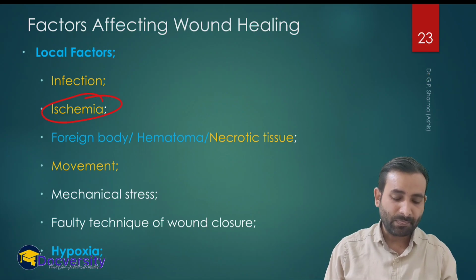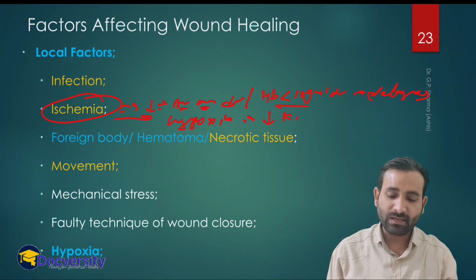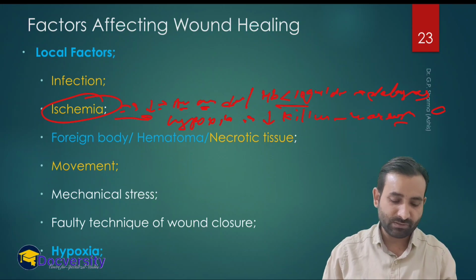Another one is ischemia. Ischemia means if you have less blood supply, then of course angiogenesis does not occur, nutrition does not reach, so the wound healing will be delayed. Another point, if you have hemoglobin less than 10 gram per deciliter, wound healing will be delayed. Is that okay? Similarly, this ischemia also produces hypoxia, right? This hypoxia decreases the killing power of our what? Macrophages. So please remember this question.